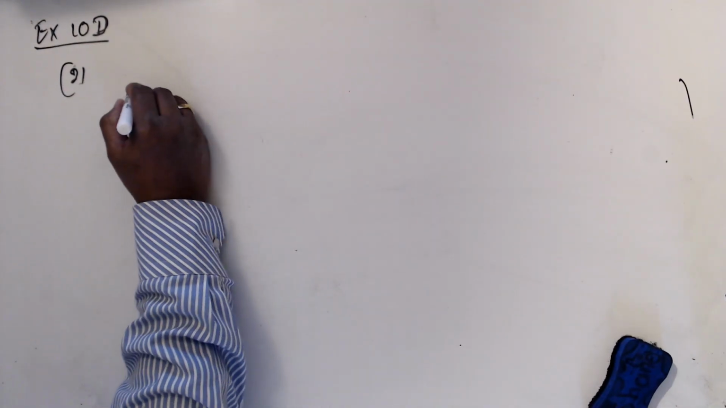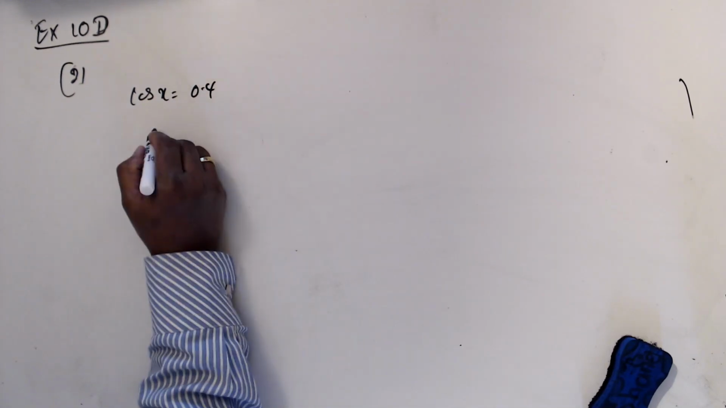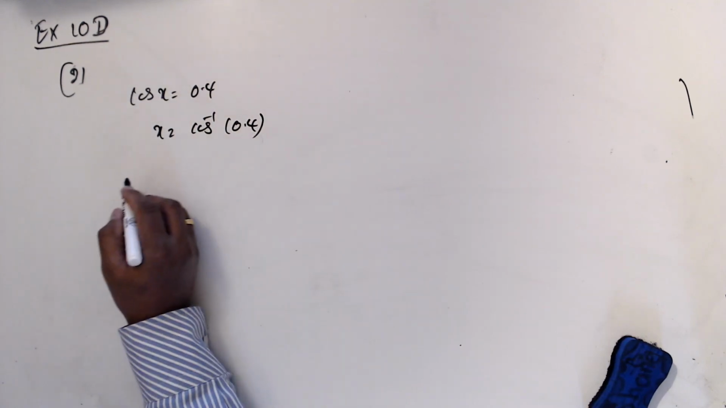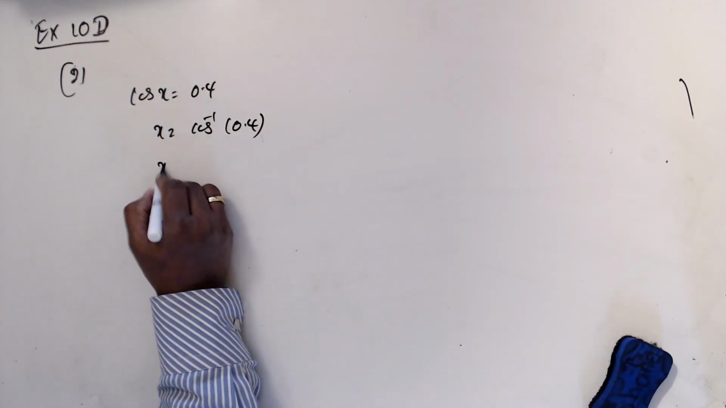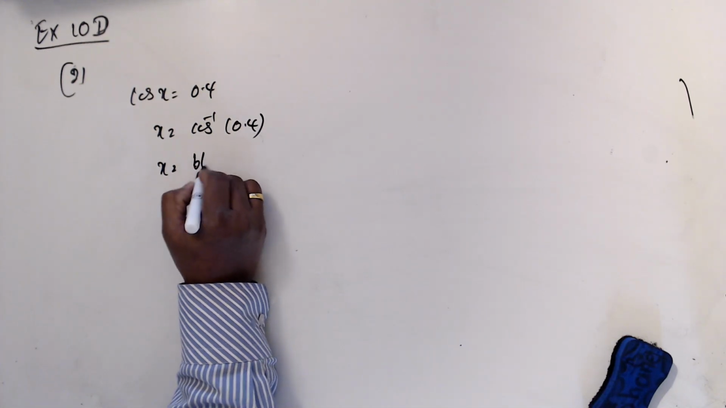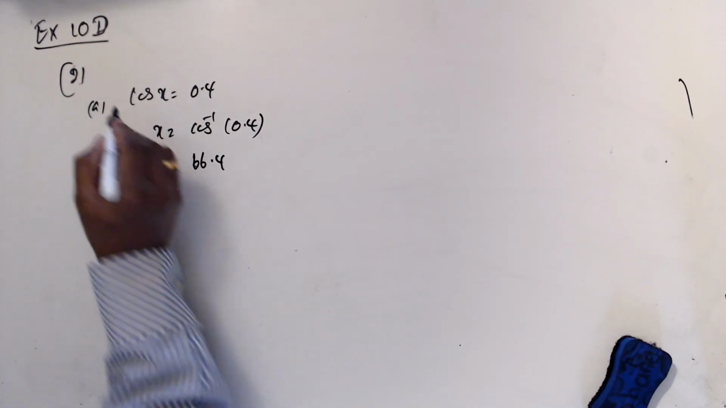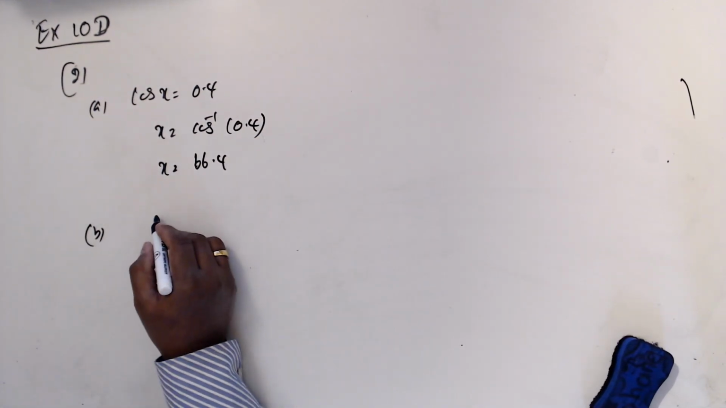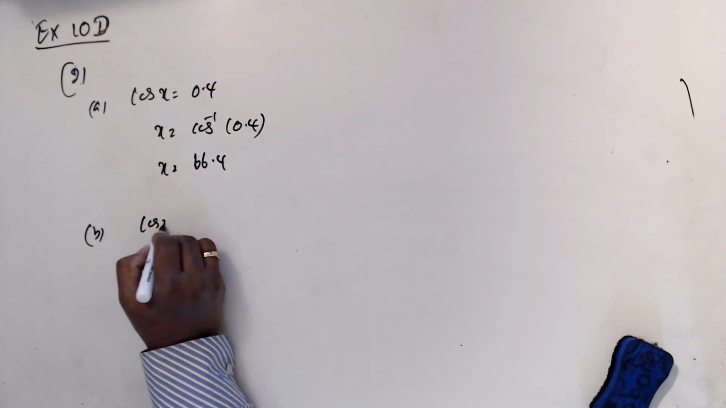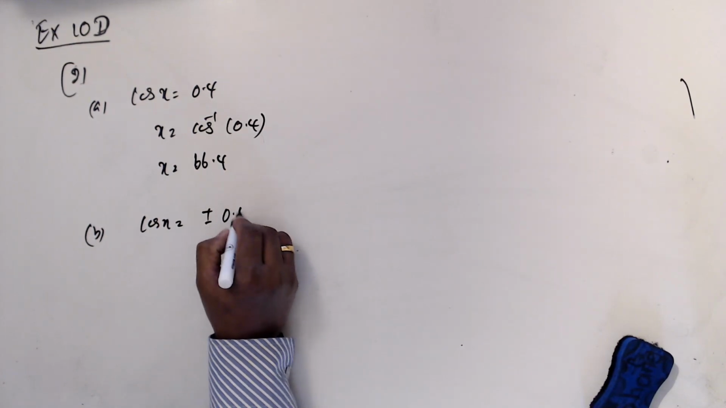Question number 2, part A. Cos x equals 0.4. x equal cos inverse 0.4. x value is 66.4. This is part A. Part B, cos x equal plus or minus 0.4.